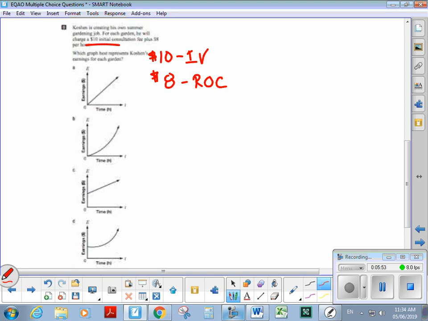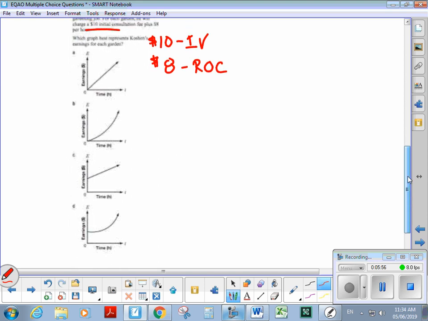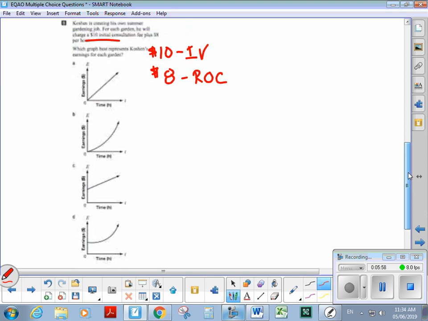So you can pause the video now. Okay, so which one represents this? The first thing, let's start with this initial value. It has to have an initial value, so it has to start at $10. First graph starts at 0, so you can't start at 0 if you have an initial value of 10. So A is out. B, again, initial value is 0, so that one's out. This one looks like an initial value of 10. This one looks like it has an initial value of 10, so it's either C or D.